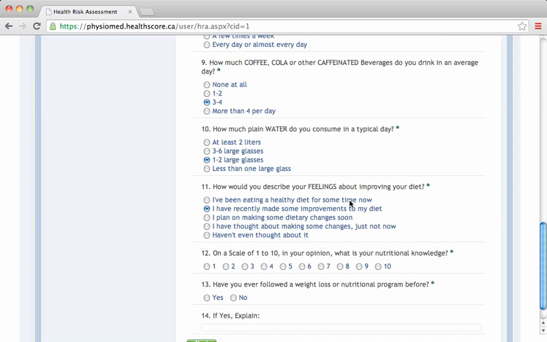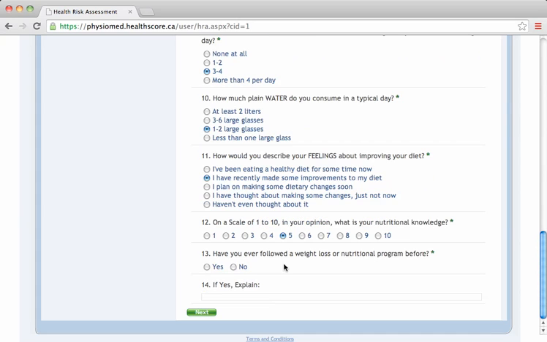On a scale of 1 to 10, in your opinion, what is your nutritional knowledge? And she'll say 5. Have you ever followed a weight loss or nutritional program before? If they have, say yes, and they may say Weight Watchers or some other commercial program. Ask them about their success with it. Next.